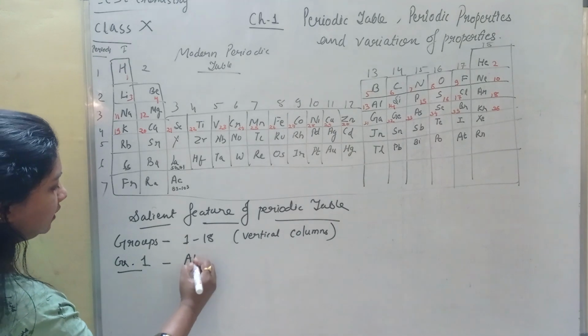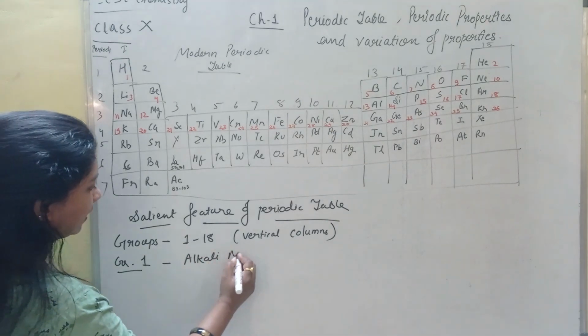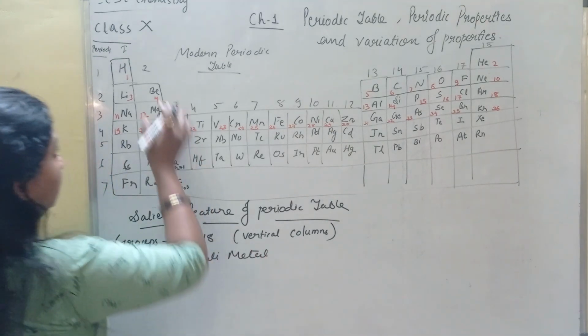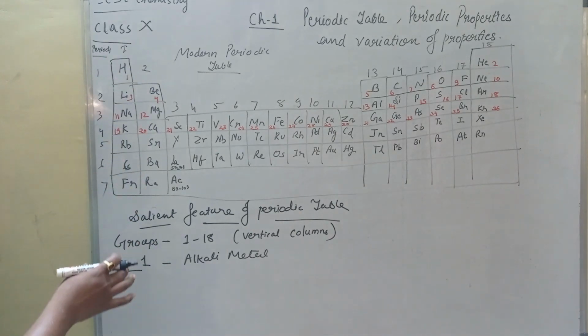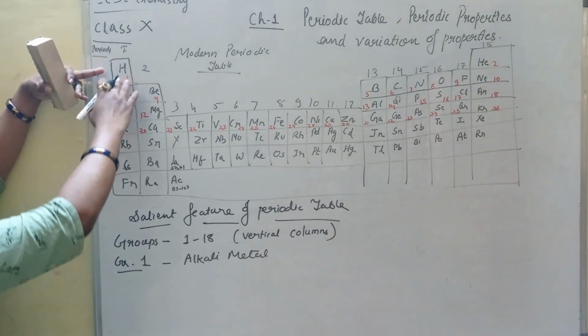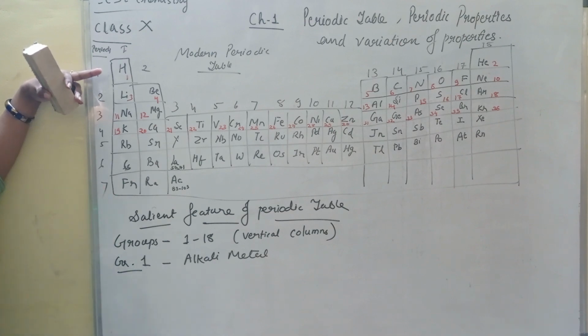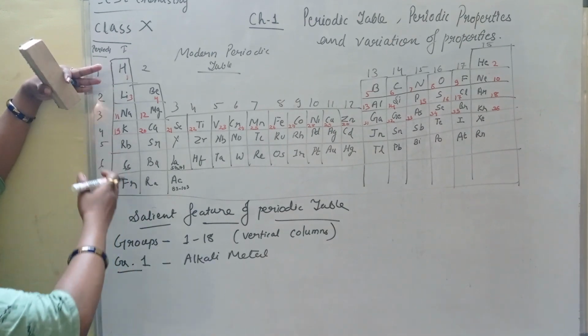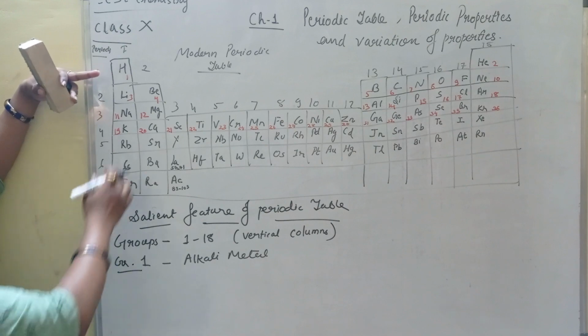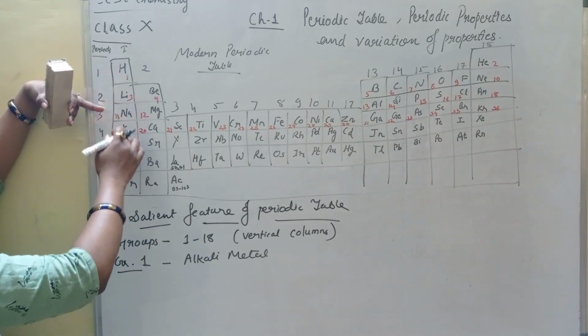We call it alkali metal. The elements that are present in group 1, whatever element is present in this group, they have some properties in common. And so that is why they are placed in that same group. Hydrogen, lithium, sodium, potassium, rubidium.